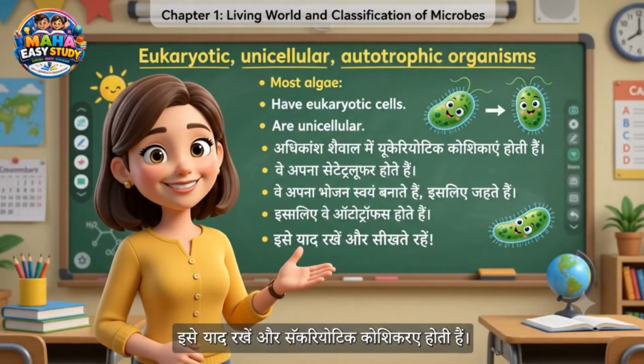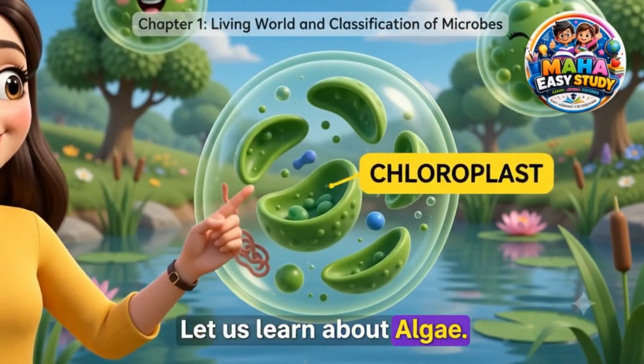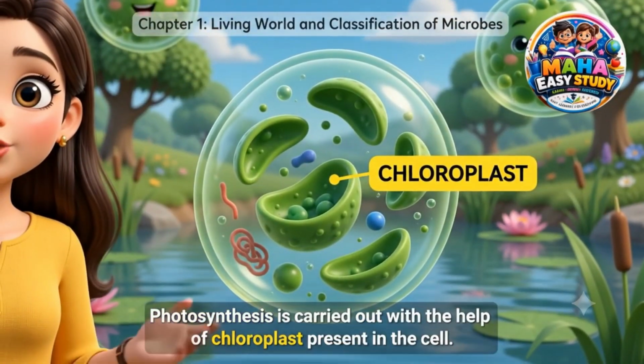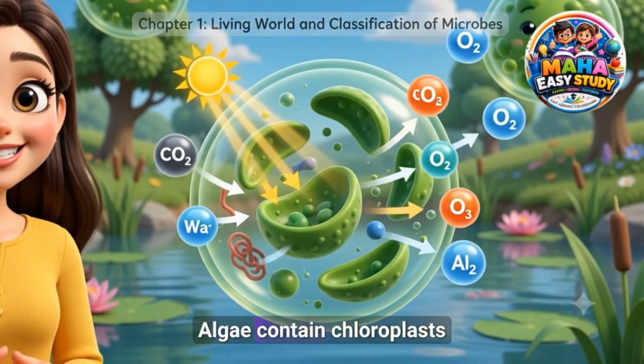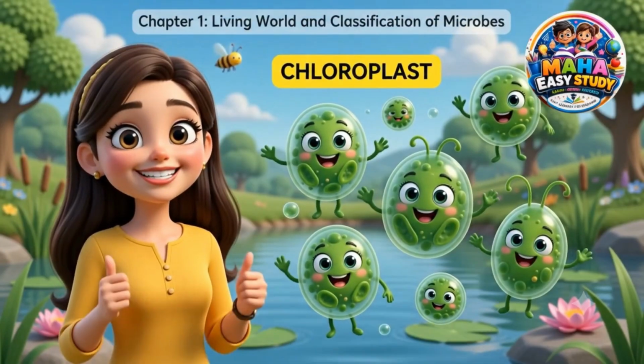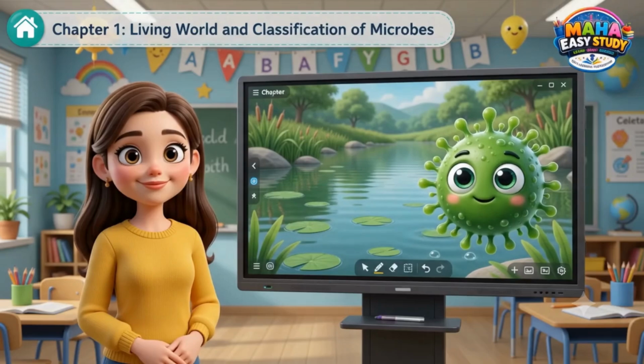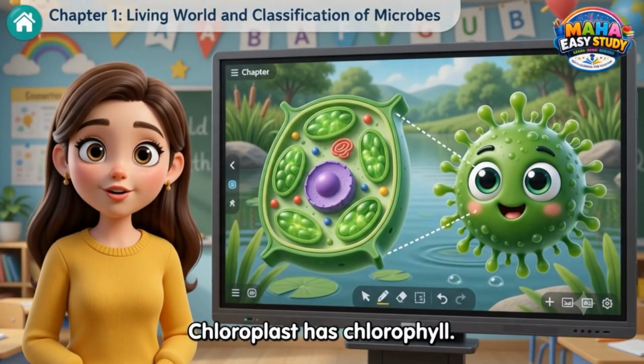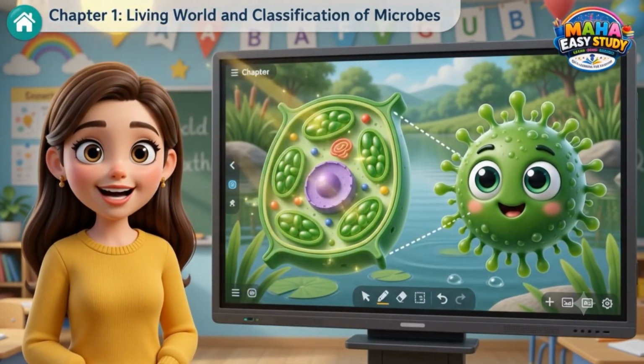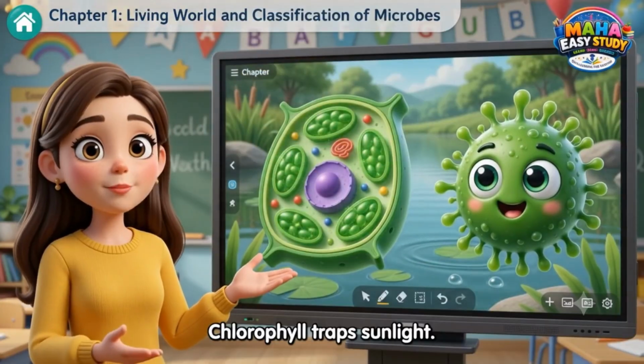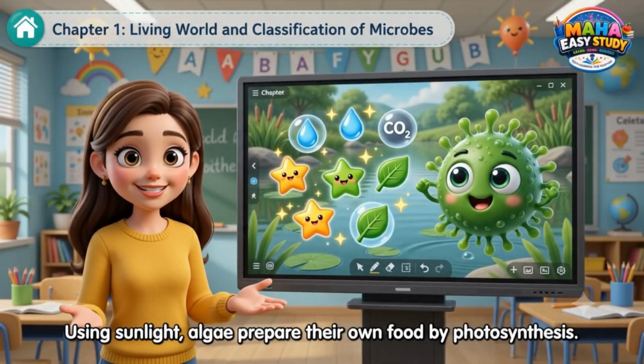Let us learn about algae. Photosynthesis is carried out with the help of chloroplasts present in the cell. Algae contain chloroplasts. Chloroplast has chlorophyll. Chlorophyll traps sunlight. Using sunlight, algae prepare their own food by photosynthesis.